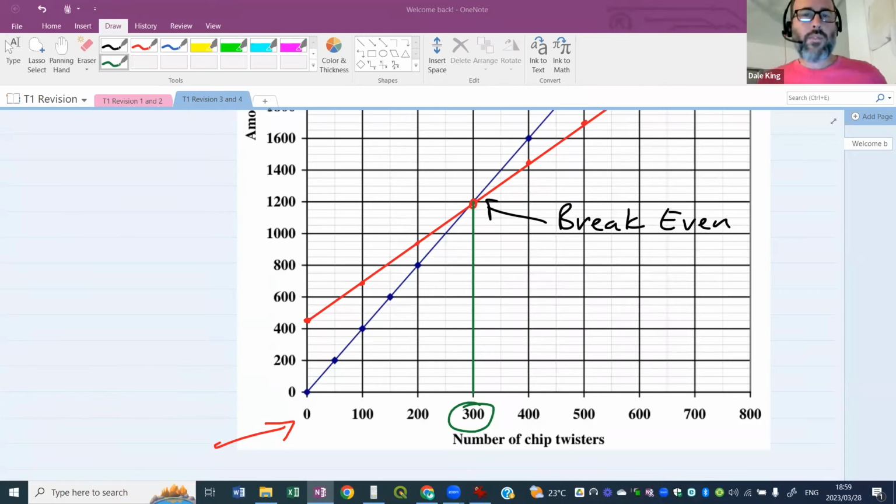What a question. I really enjoyed this question because it shows you that if you want to own a business and you have fixed and variable expenses, you've got to actually make a certain amount of products to break even, to actually start making a profit.